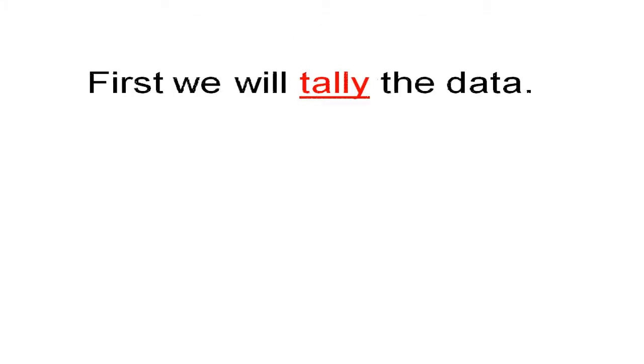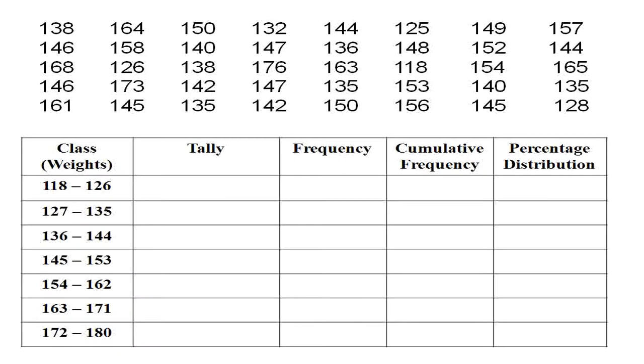And so now let's tally them. So basically, let's look at 138. Where does 138 go? It goes right here between 136 and 144, right? We're just counting them. Well, where does 146? Well, there it goes. What about 168? Where does 168 go? That's right. It goes down here, right? So we're tallying it. We're counting. That's all it is, a count.